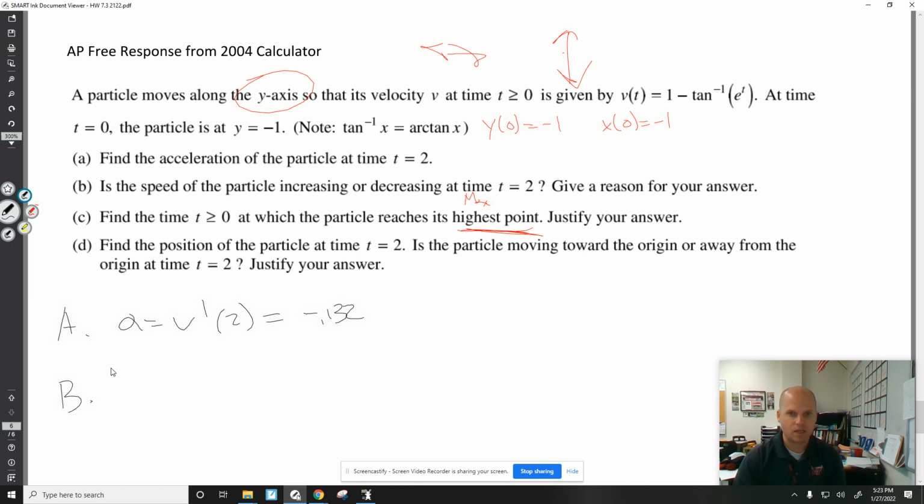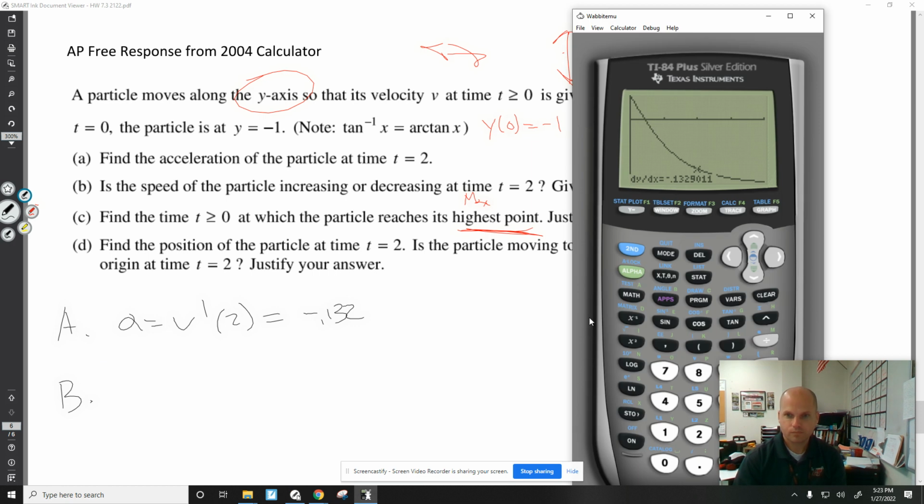Part B: is the speed at time 2 increasing or decreasing? Well, you can see my velocity values. You can either say the absolute value of my velocity is decreasing. Oh, no, sorry. My velocity values are getting more negative. The absolute value of velocity is increasing. So speed is increasing.